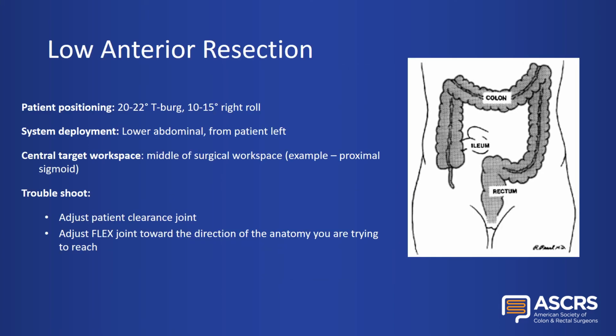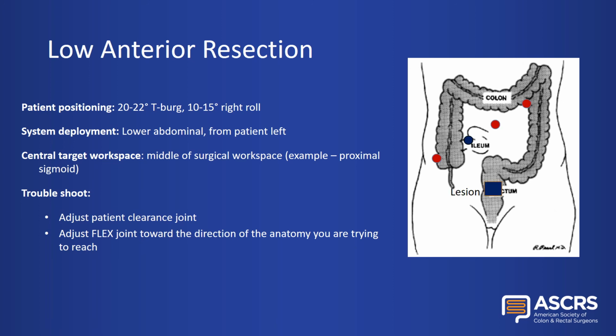For low anterior resection, we position the patient 20 to 22 degrees Trendelenburg and 10 to 15 degrees to the right side. The system deployment would be the lower abdomen from the patient's left versus right, depending on the operating room. The central target, as mentioned, will be the middle of the surgical space, which is the sigmoid colon. We adjust our clearance joint and flex as described.